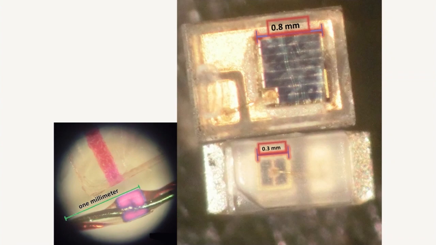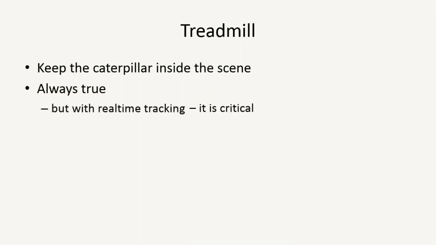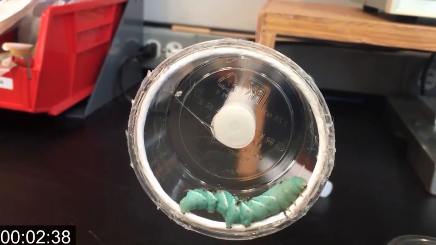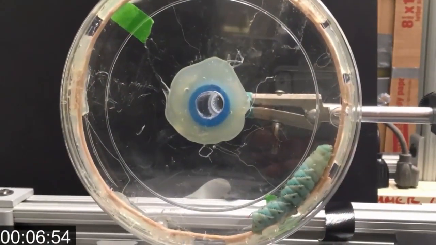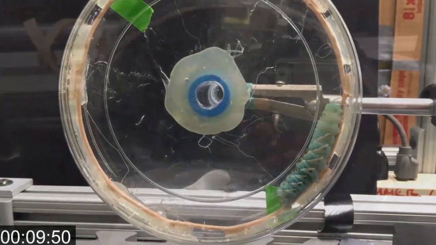Next, we understood we needed a treadmill to keep the caterpillar inside the scene. This is always true, but with real-time analysis, it's critical. So this is the evolution of our treadmill. Initially, we used the cup as a treadmill. Then we moved up to a petri dish. Then we added the option of wiring it to enable turning on the LEDs.